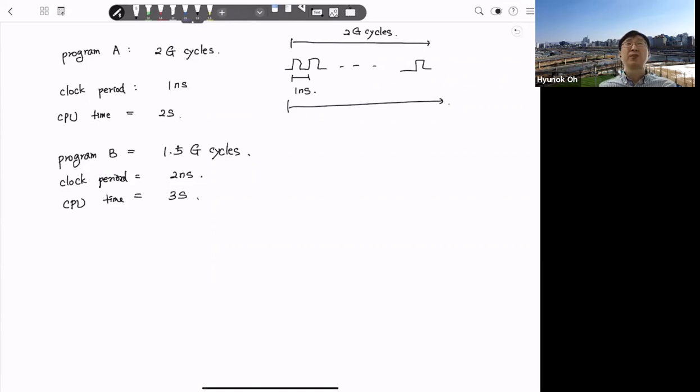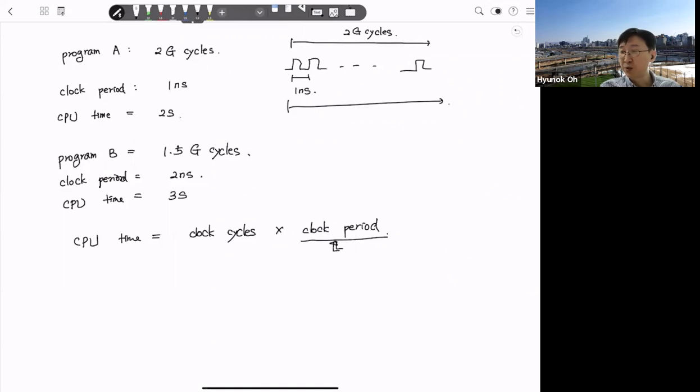Okay. So that's the CPU time. If you know the number of clock cycles and also the clock period, then you can compute the CPU time. You have to know that CPU time is the multiplication of clock cycles by clock period. This clock period is normally given.